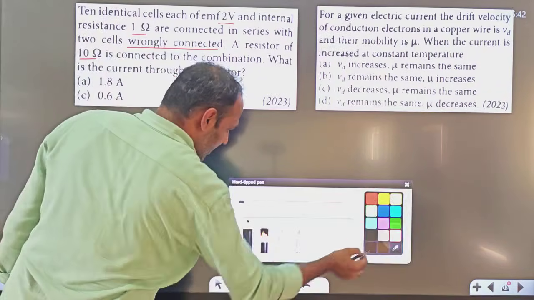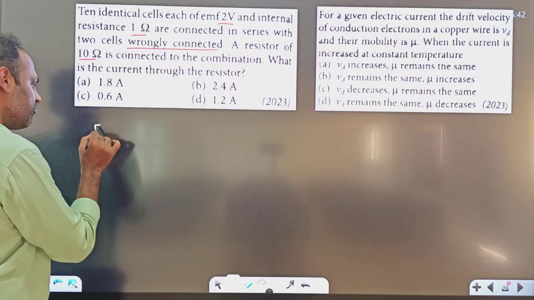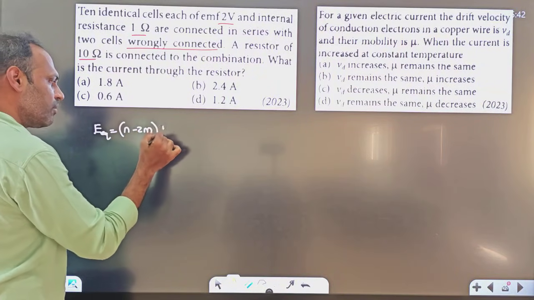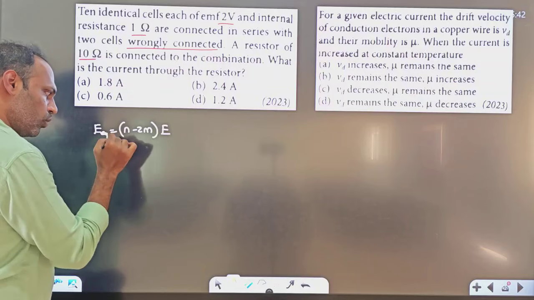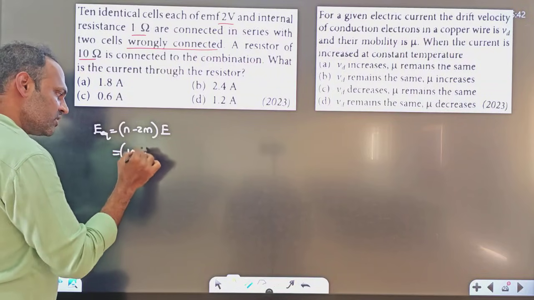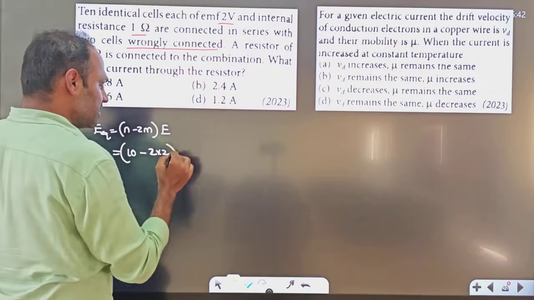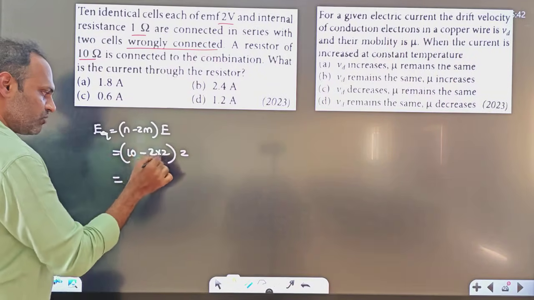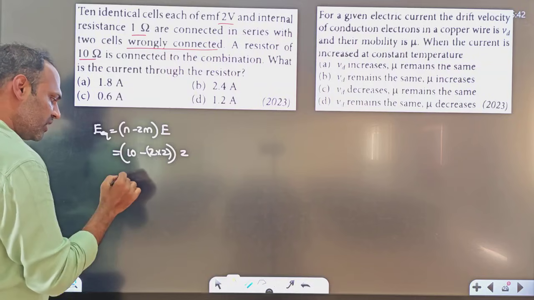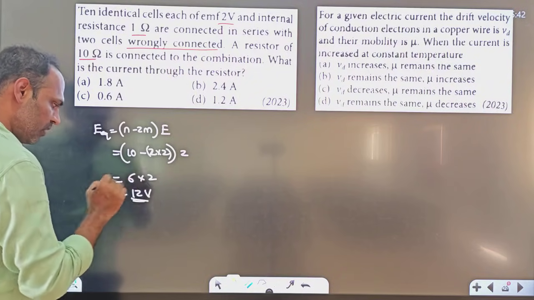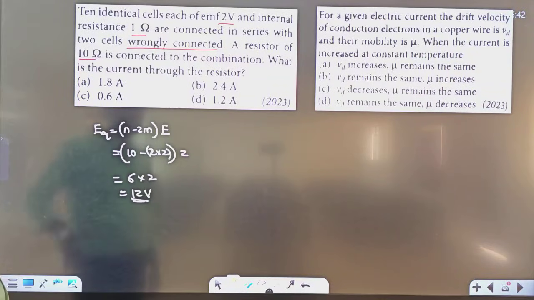See, for wrongly connected identical cells, the effective or equivalent EMF we write as n minus 2m into E. n is the total number of cells, that is 10. m is the number of cells which are wrongly connected. 2 cells are wrongly connected. E is the EMF of the identical cells. So this will be 2 into 2 is 4, and 10 minus 4 will be 6. 6 into 2 will be 12. So effective EMF is 12 volts.